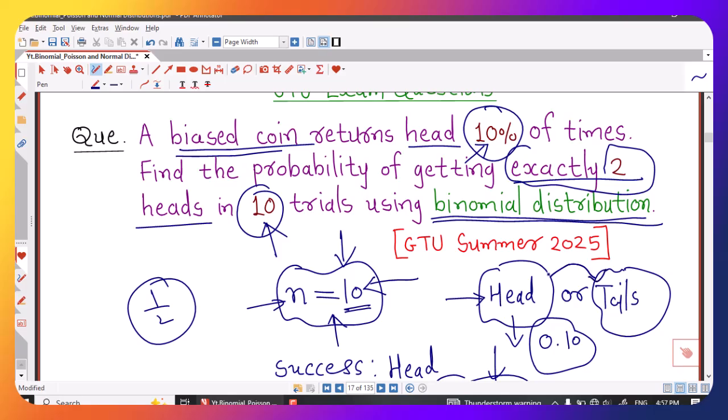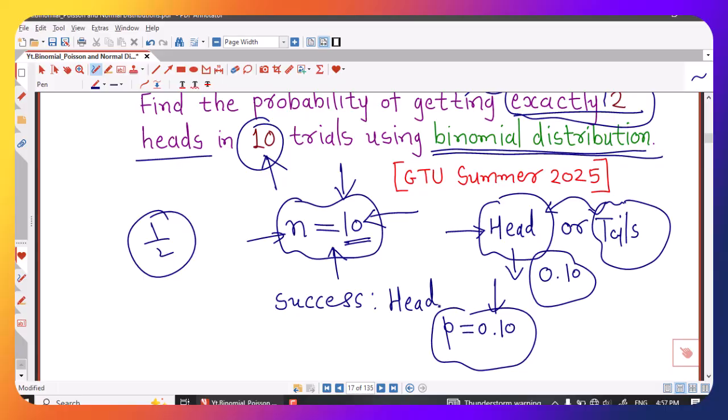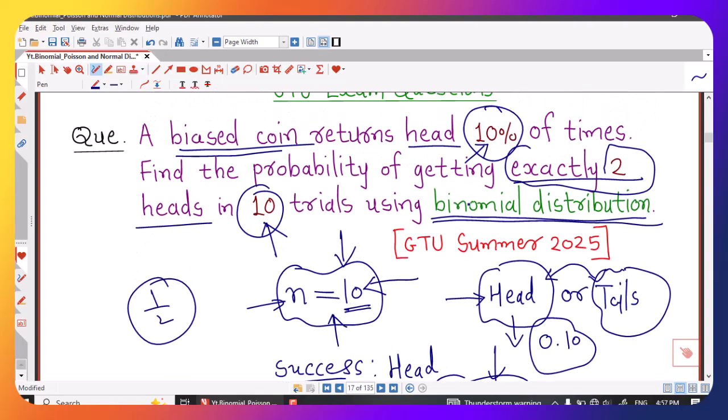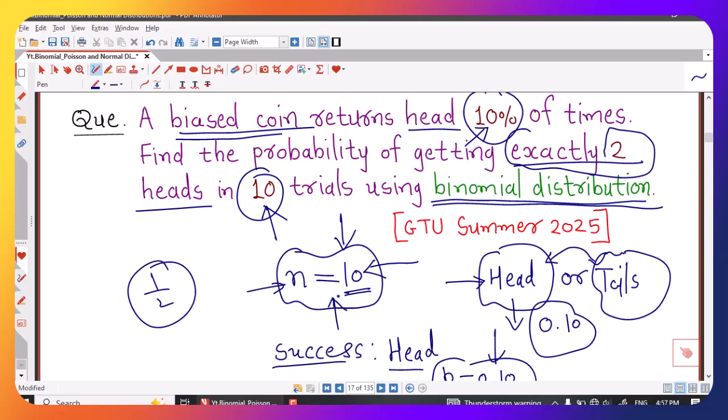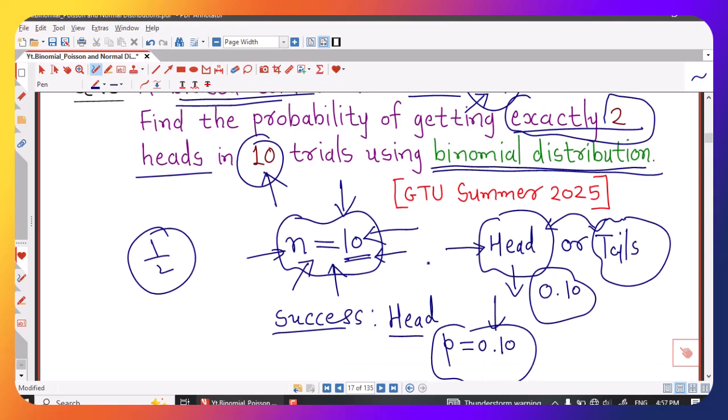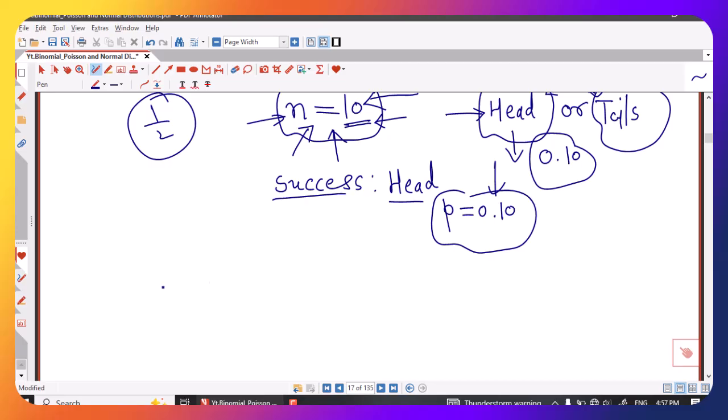Here we have either head or tail, and if we consider head as success, then it is given that we get head 10% of times, that is the probability of success remains constant in every trial, and trials are independent, that is whether we are getting head in the first trial or second trial or in the 10th trial, they are independent things. So we have to write this systematically.